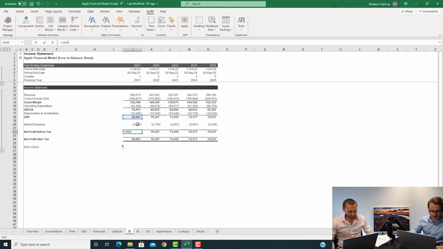So then let's equate that. In row 22, let's include your net profit before tax, make it J18 plus J20. Got that. Perfect, and copy it across. Now, the balance sheet's still out because we have our interest payable and we have our interest expense. We need our interest payable on our forecast balance sheet, and our interest paid.